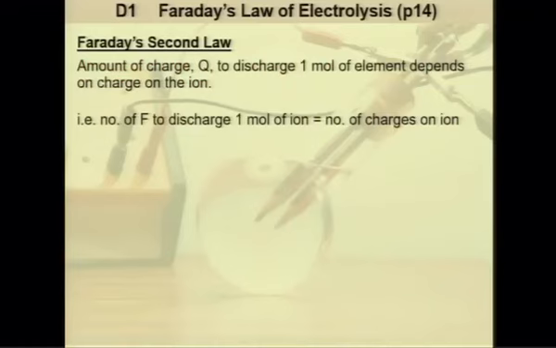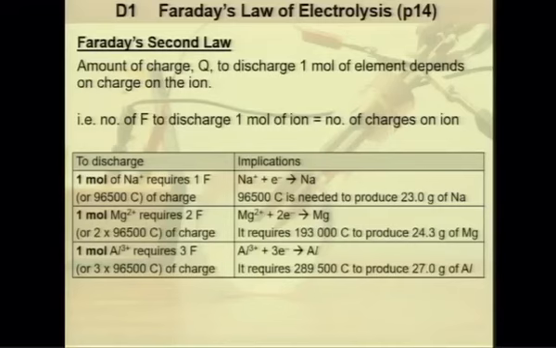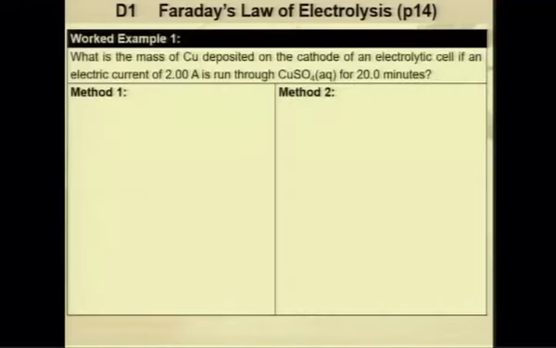Okay, let's go to Faraday's second law quite quickly. Faraday's second law is easily understood with an example. So look at this example here. 1 mole of sodium requires 1 Faraday of charge. And how you decide that 1 Faraday, look at the charge of the ion. Mg2+ is 2+, therefore I need 2 Faradays. Aluminum 3+, it will be 3 Faradays, assuming I want to discharge 1 mole of each. Okay? So let's go through some examples with you so that you can understand how to use them.